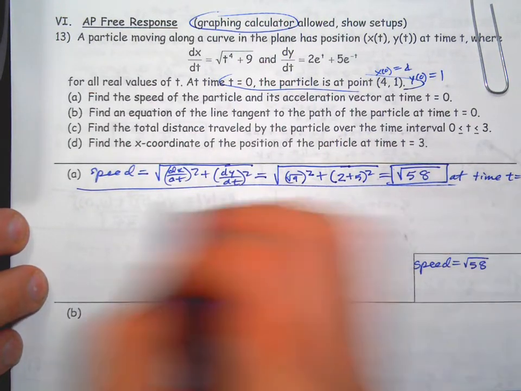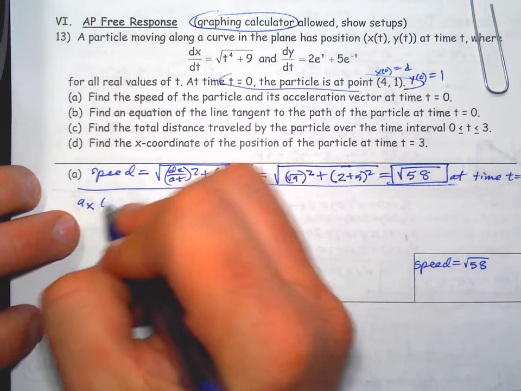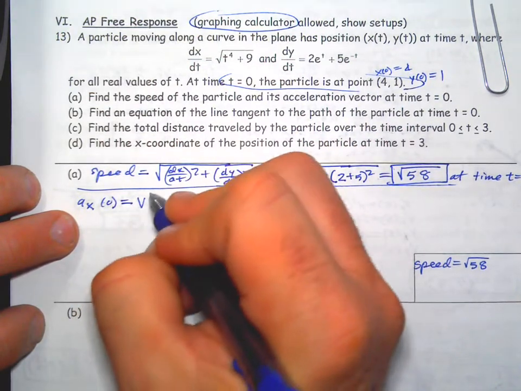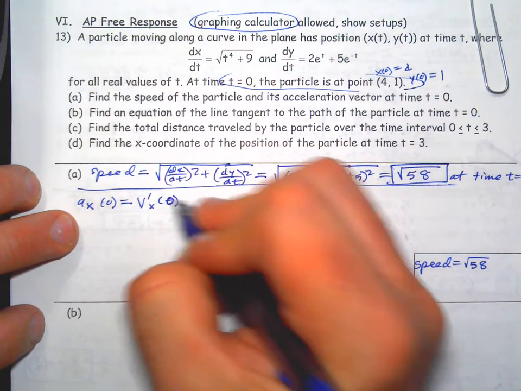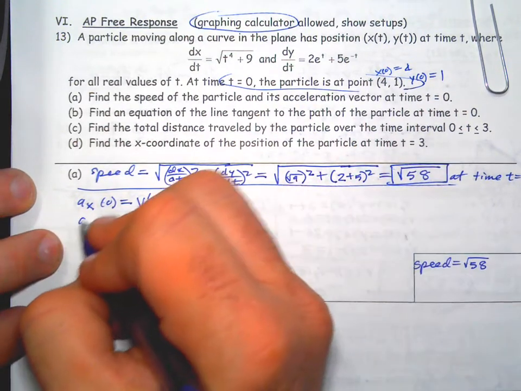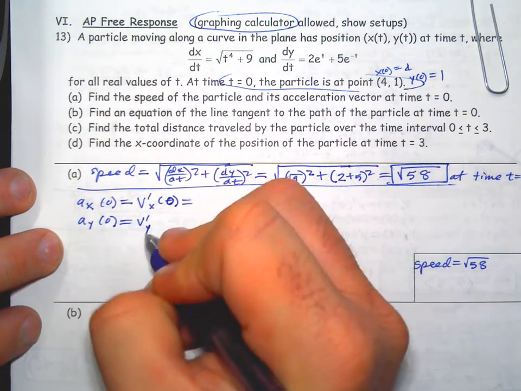Acceleration vector, well, we've got to find the separate accelerations. So acceleration in the x direction at time 0 is going to be equal to the derivative of the velocity in the x direction at time 0. And acceleration in the y direction at time 0 is going to be equal to the derivative of velocity in the y direction at time 0.